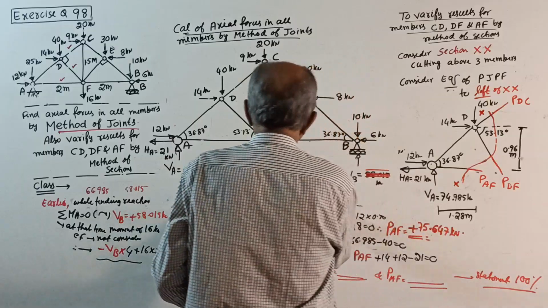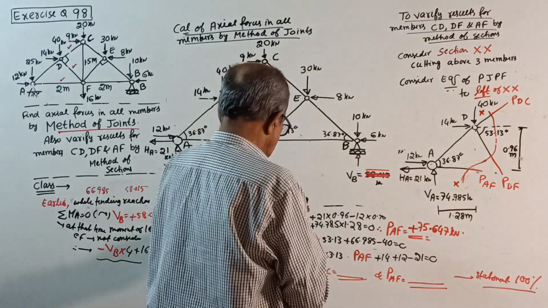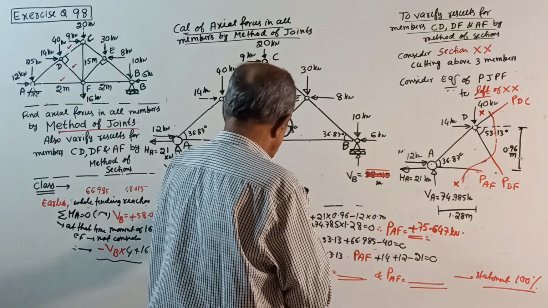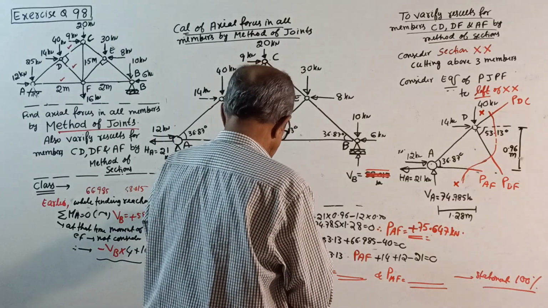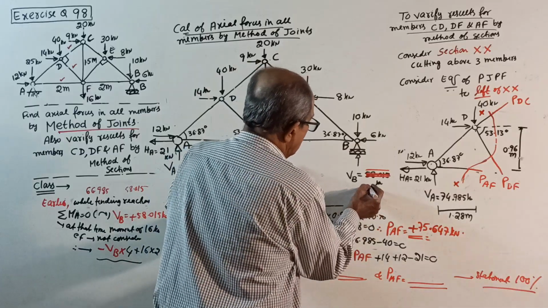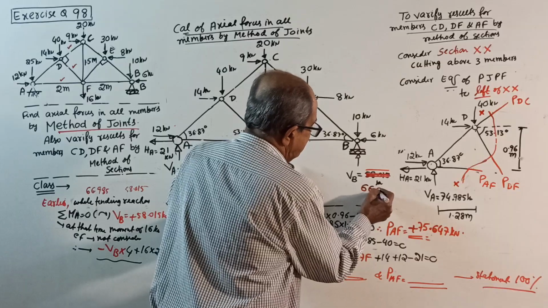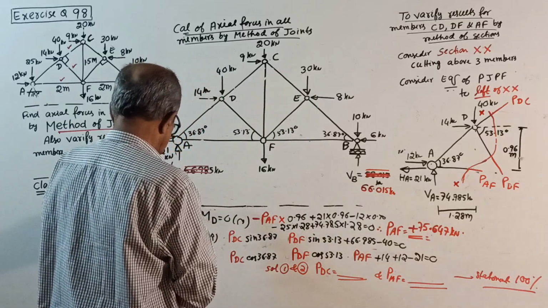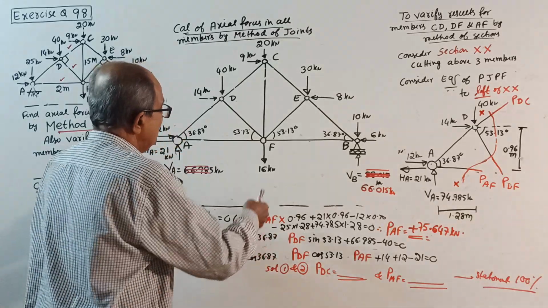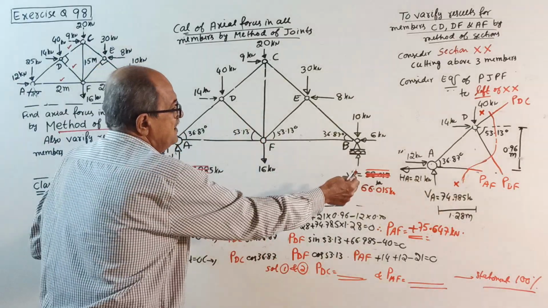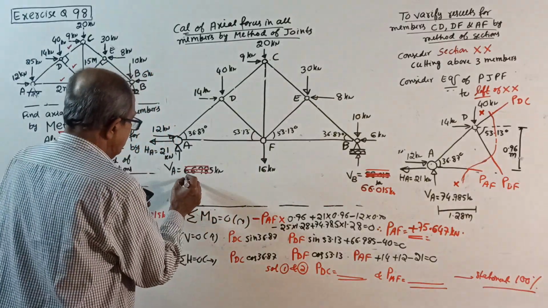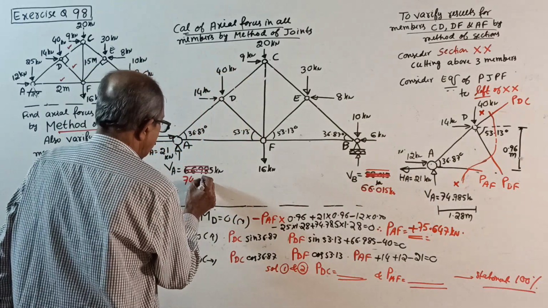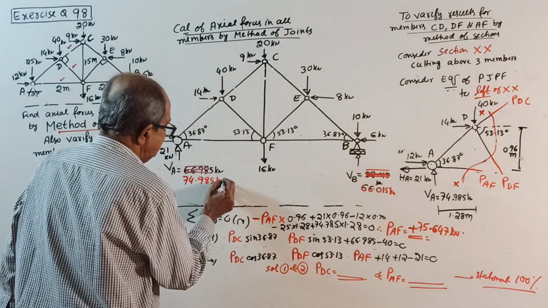See, 16 is symmetrical load. 58.015 plus another 8. 66.015. This reaction is corrected now. 66.015 kilonewton. And here this will come 66.985 plus another 8. Why another 8? Because of 16 symmetrical, 8 and 8 is the reaction. That's all. 74.985. See, 74.985 is the reaction. So this is the correct reaction.